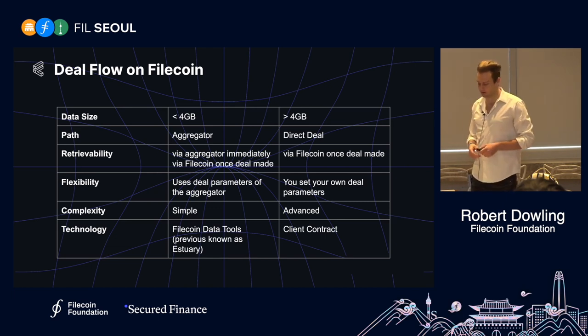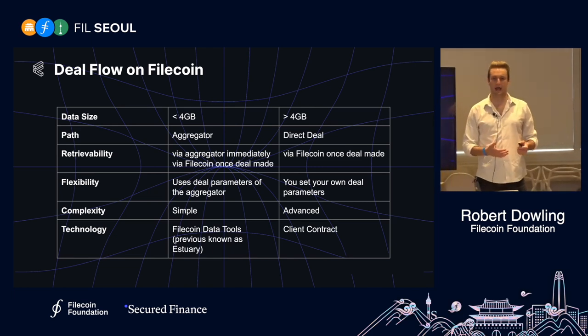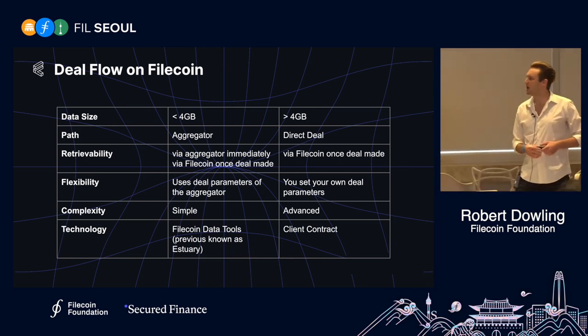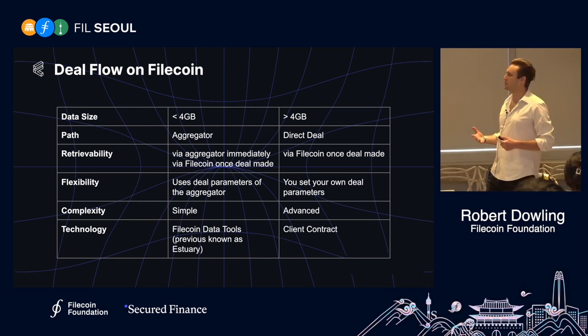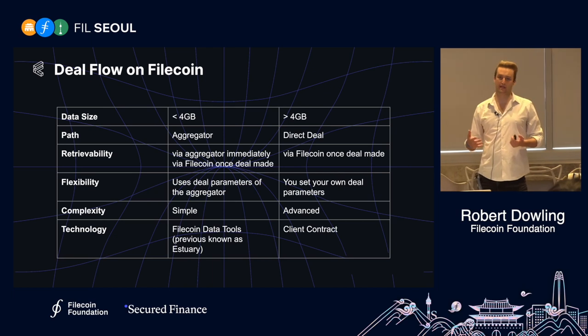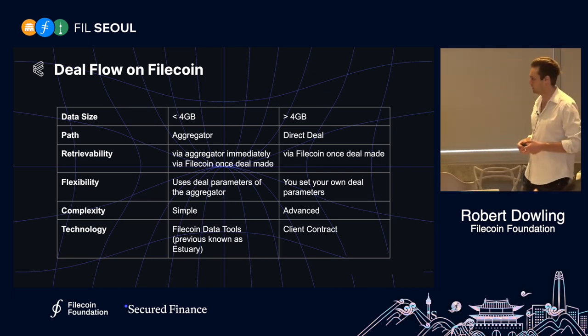Deal flow on Filecoin. This gets into the difference between aggregators and direct deals. First of all, data size. If you're below 4 gigabytes, you're using an aggregator. If you're above 4 gigabytes, usually direct deal making will work.